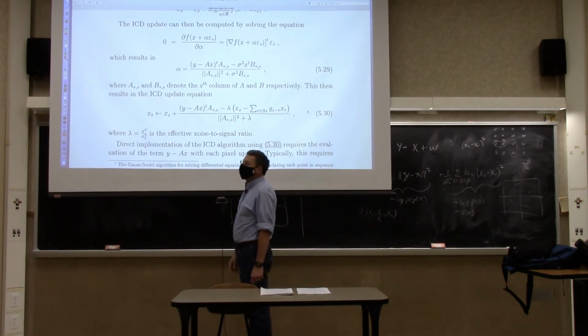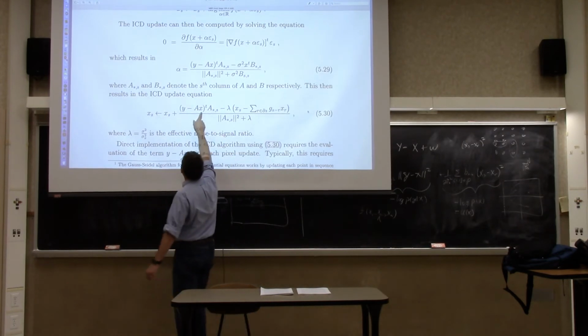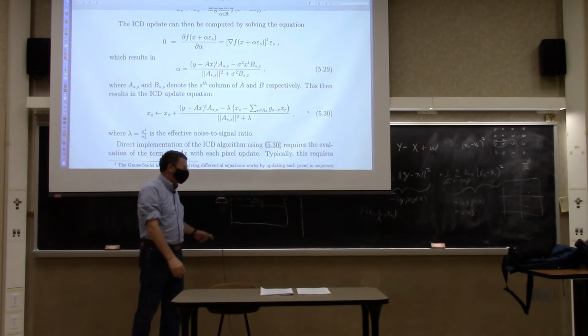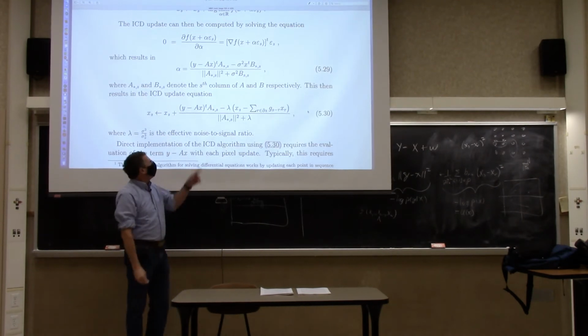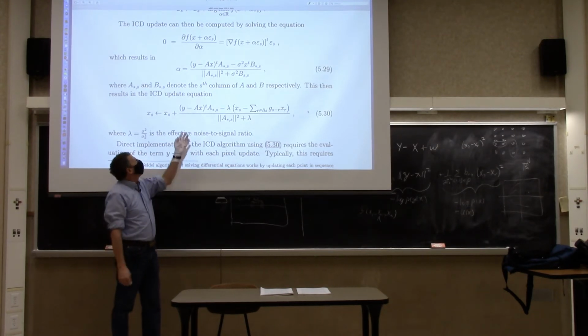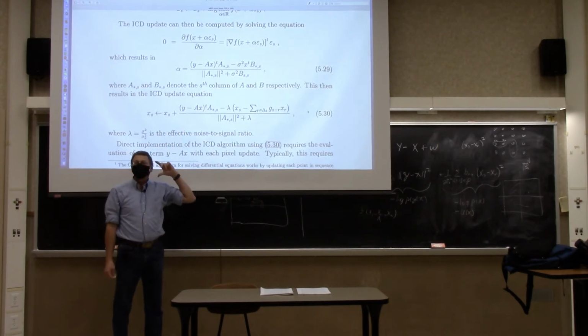So what's this? First, y minus Ax. x is your current guess at what the solution is, okay? Ax is, if that guess is correct, the measurements you would expect to see. If you subtract it from y, that's the difference between what you expected to see and what you did see.